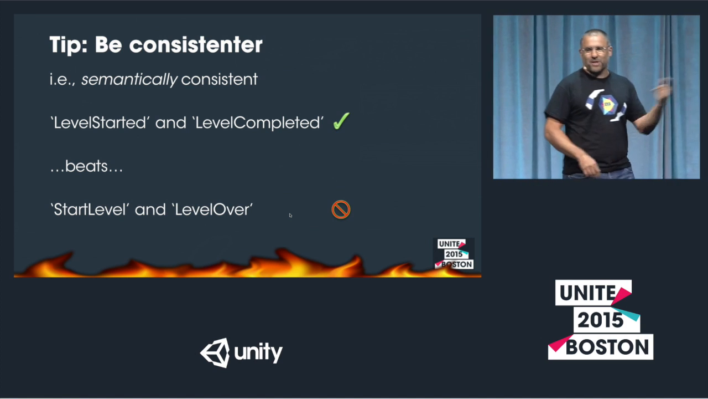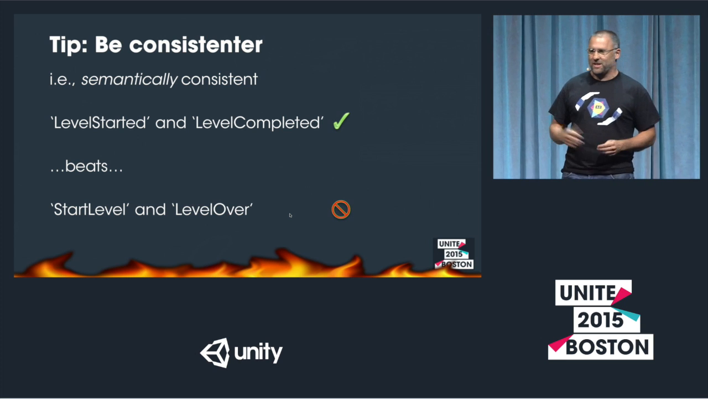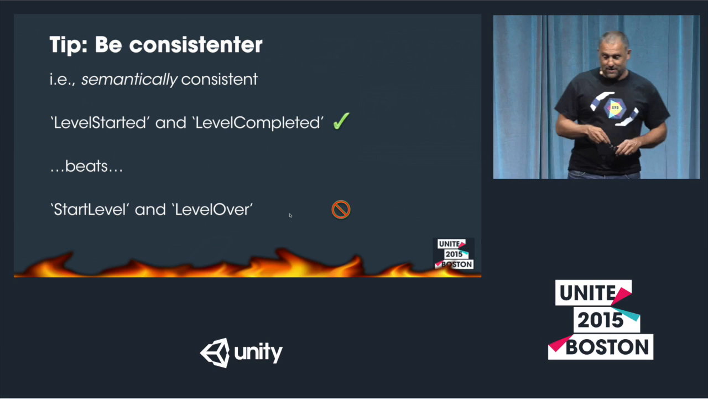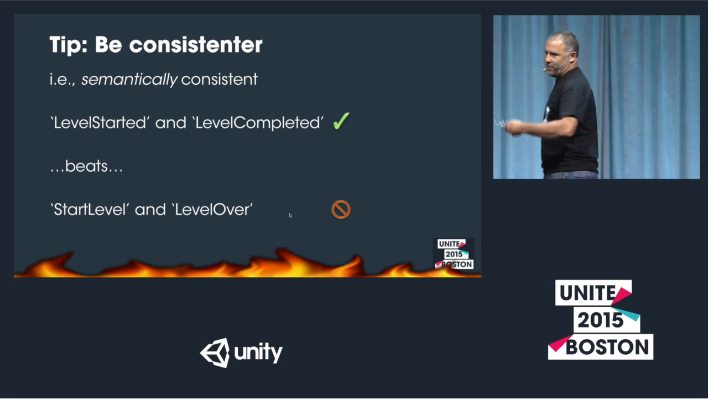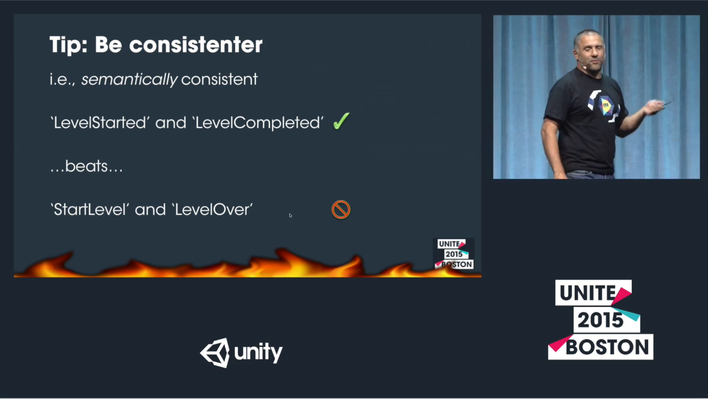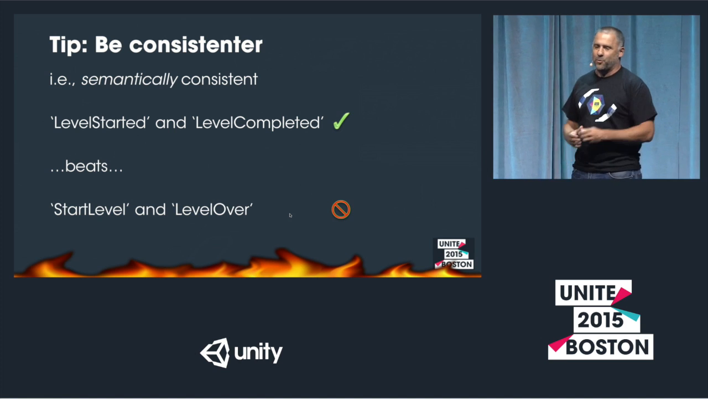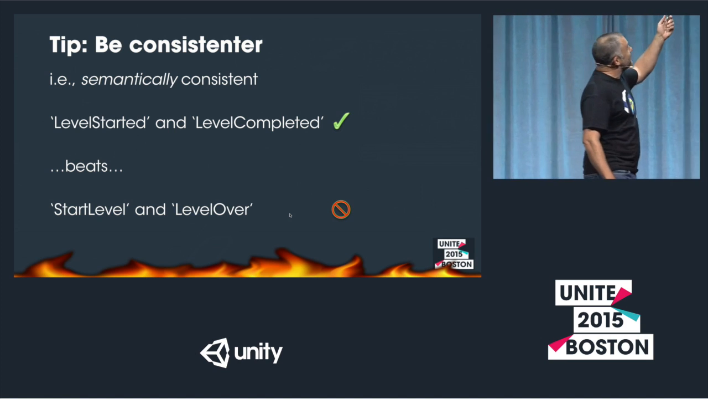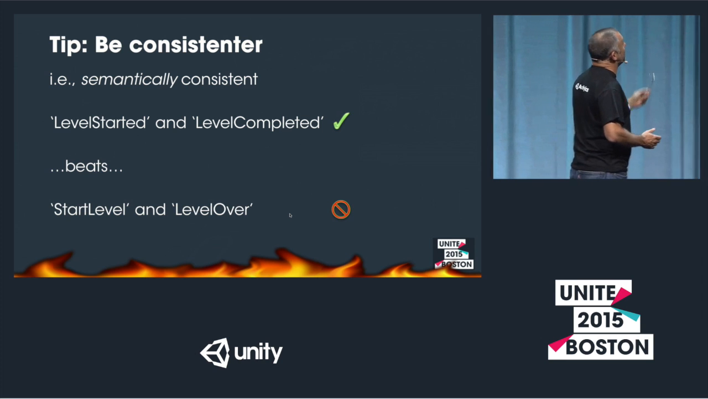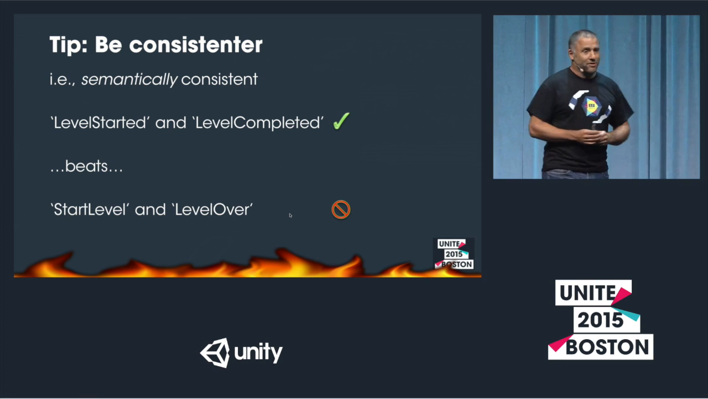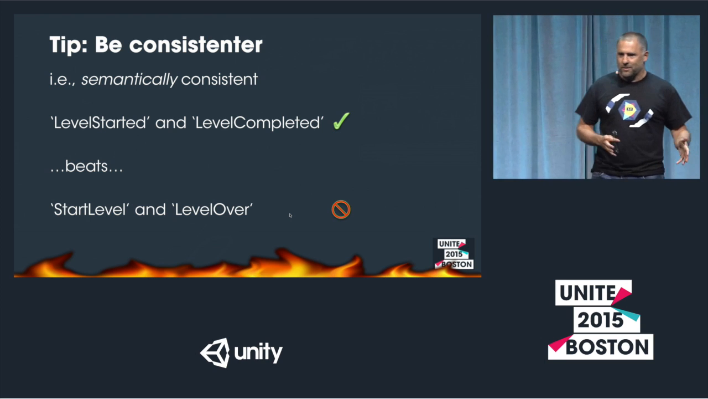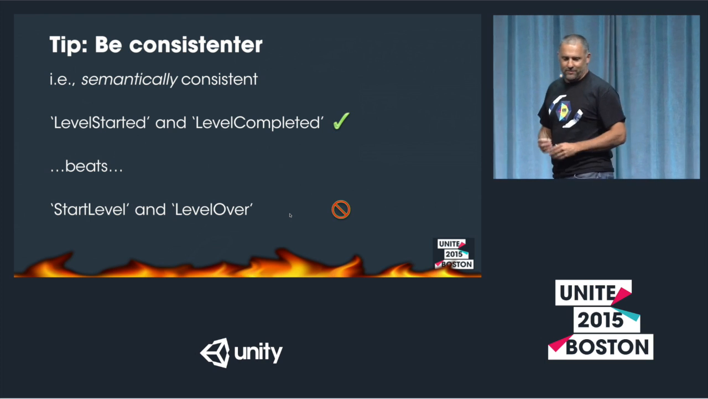Now, I want you to be even more consistent than that. The first one was sort of a technical bit of consistency. If you're not being consistent, it's going to be hard for you to interpret the data. This is for you and your team and for you six months from now. So in the first case, I said level started or level completed. Those are consistent. They both are talking about the level and a thing that happened on the level.